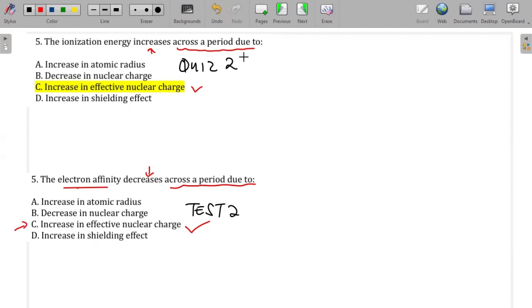So this question was in quiz 2. This one was in test 2. Okay, so if you want more videos on the electron affinity and ionization energy, we did that in the tutor sheet. That was tutor sheet 7. I explained at length. You can check out those videos on the website or on our mobile app.